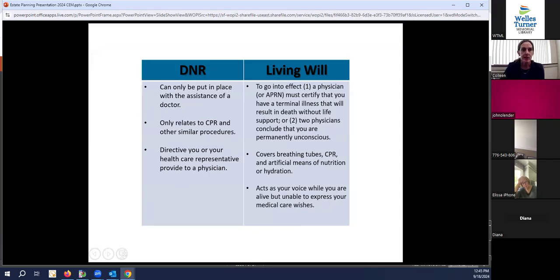Here's a little side-by-side comparison of them. The DNR, only by a doctor, only relates to CPR and other similar procedures. And as a directive, you or your healthcare rep provide it to the physician. So it's a different document, used in different situations. You may certainly have both a living will and a DNR. That's certainly a possibility, and I think probably most people that have a DNR also have a living will.